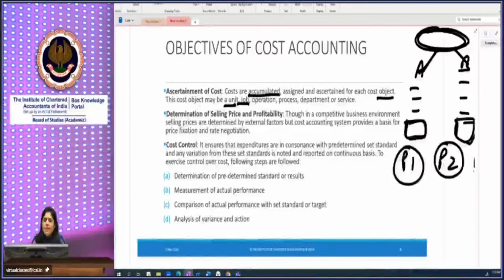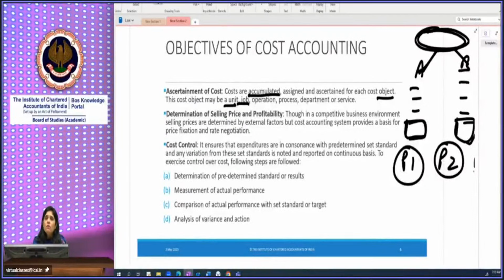It ensures that expenditures are in consonance with the predetermined set standard. Now you need to understand how the costing system works. For every cost, we keep a predetermined standard. All right. That means this is the standard; this should be the cost, if I can explain it this way. So for any product, let us say the standard kept is as per the management objectives. The management says the cost should not be more than rupees 100. So this is the standard set.